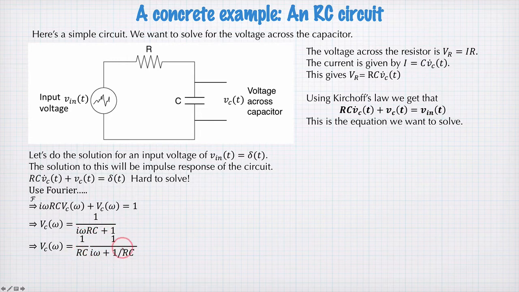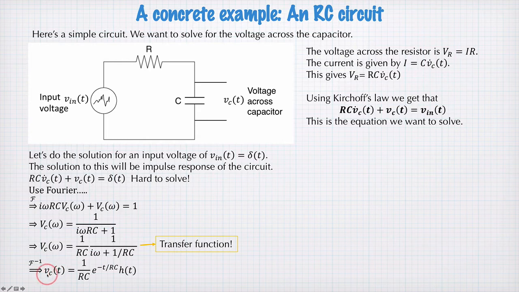And the reason for that is, if you look up the table of Fourier transform pairs, this is one of them, where we have a 1, an i omega, and then some constant here. So we can use this in the next step. But I'll point out that this term here is the transfer function. This is the transfer function that takes your input voltage to the output voltage.